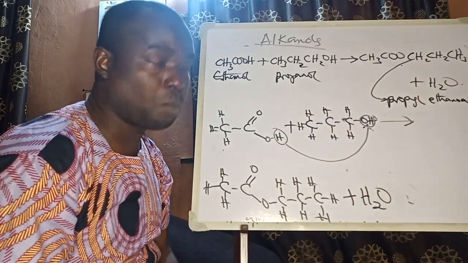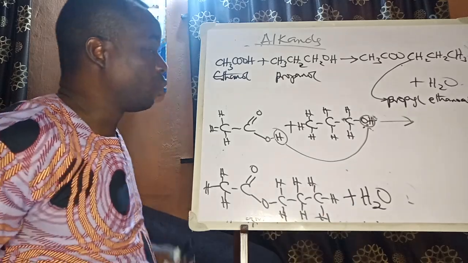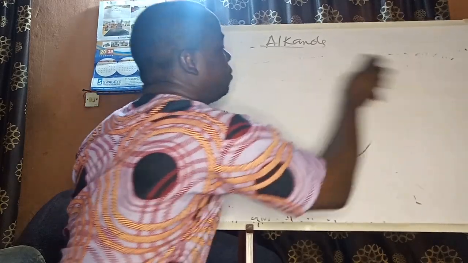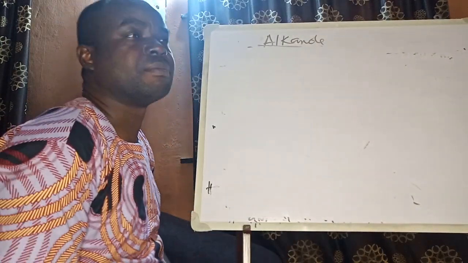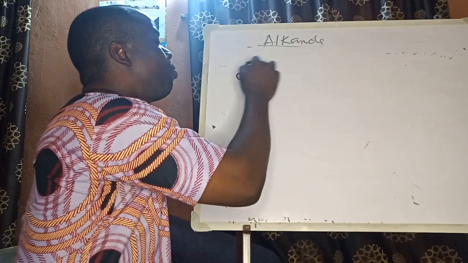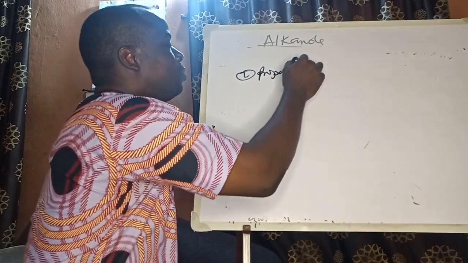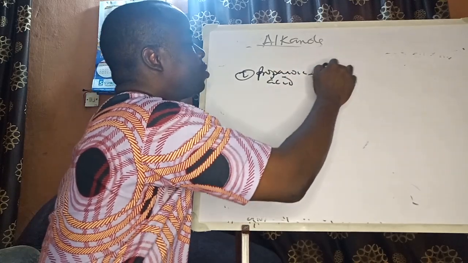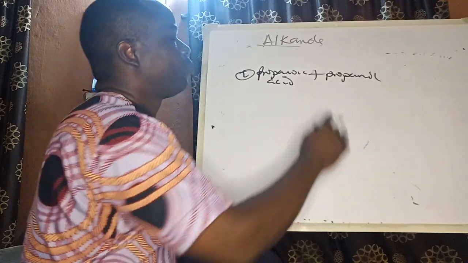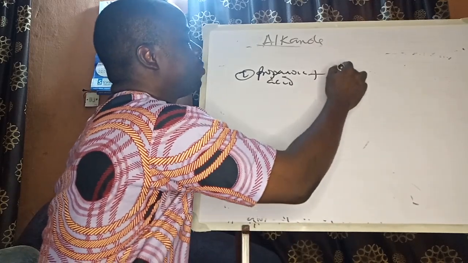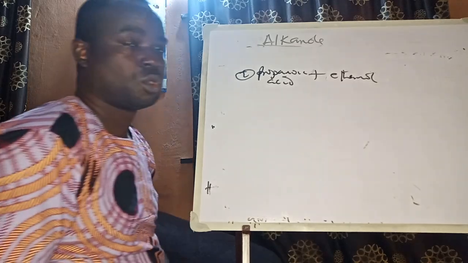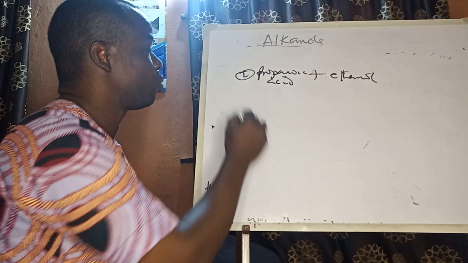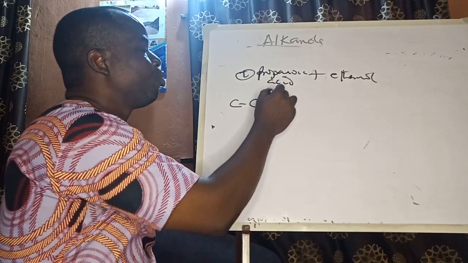So let me quickly do one more example, then we will round this one off. Now let us react propanoic acid plus ethanol. Let me use ethanol. So very quickly, let's solve it. Propanoic, prop is how many? 3, right? So we have 1, 2, 3. You put the OH.